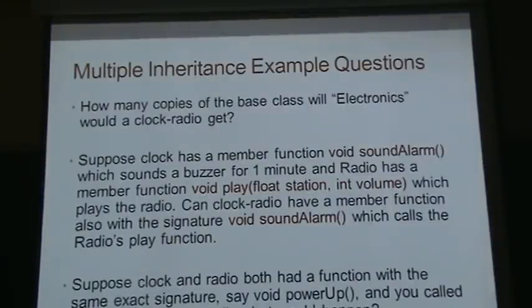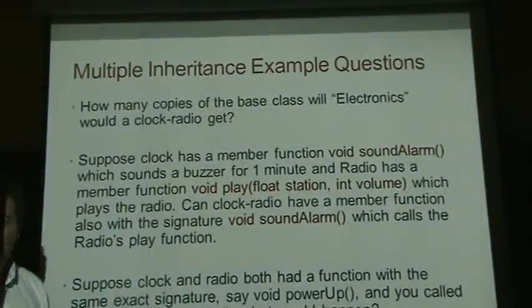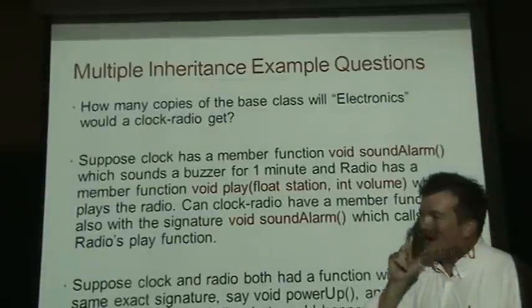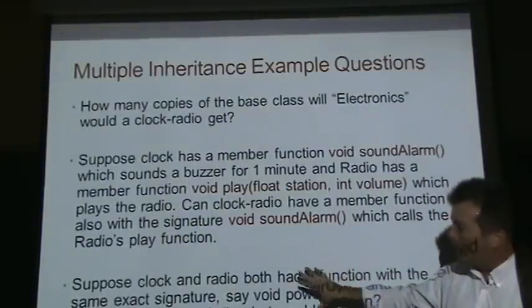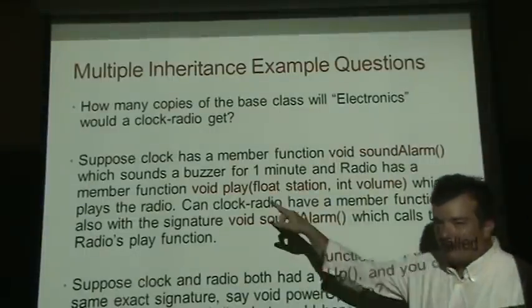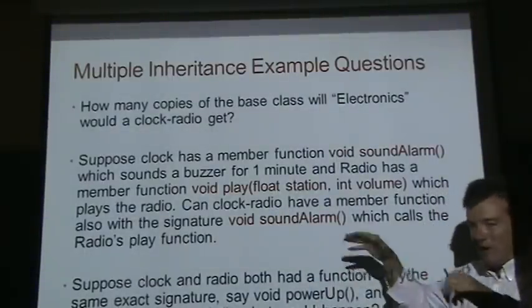Programmer's choice. But you said before, if we want, like, you don't want two serial numbers, so the program would say, I only want one. For this, you would say the same thing, you only want one PowerUp, right? Or would that not work because you're only powering up half of the device? Well, that's a good point. PowerUp ends up being a bad example, because what we would probably want to do is make a clock radio method called PowerUp, which calls the clock PowerUp and the radio PowerUp, because we probably want to power up both things.